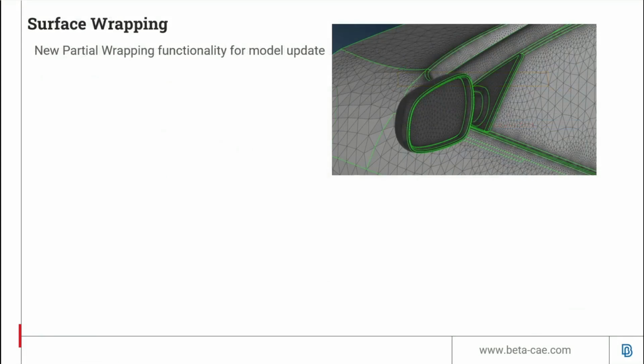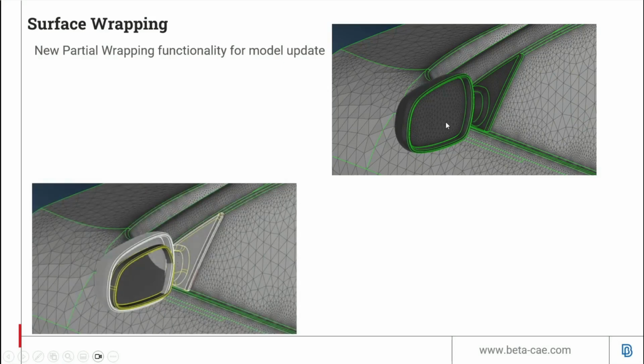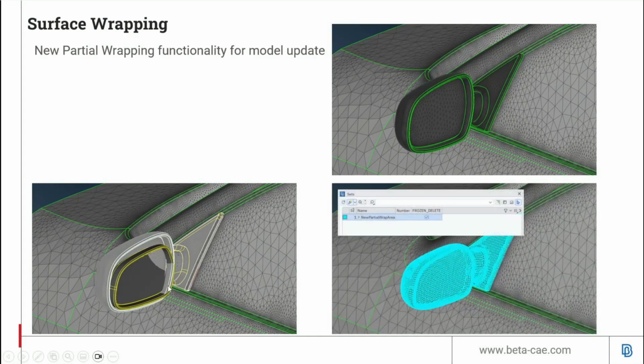Moving on to surface wrapping, we now provide partial wrap functionality for model update. So you can imagine the scenario where we have created a complete surface wrapping of our model and we want to make a geometry modification in a local area. So, take for example this mirror. The user can merge in Answer new geometry and overlap it with the old one and place the old one in an Answer set. So this is what will be replaced.